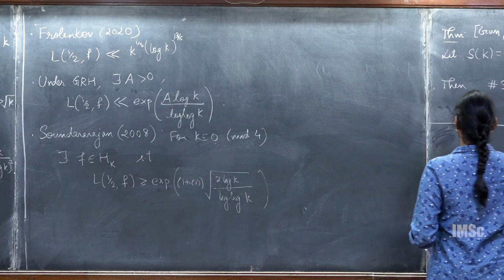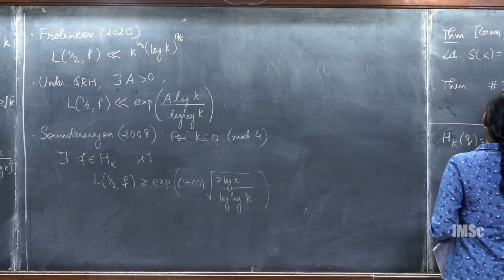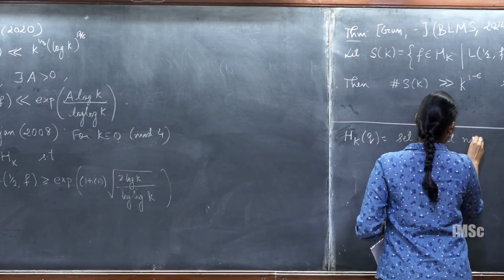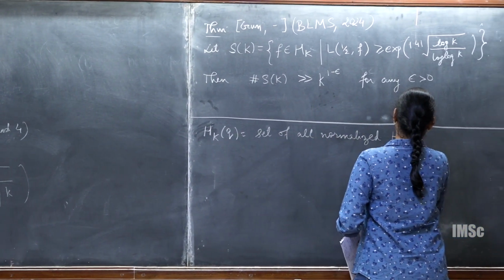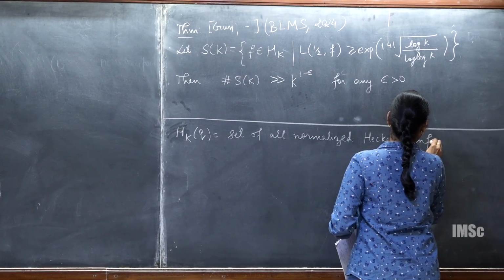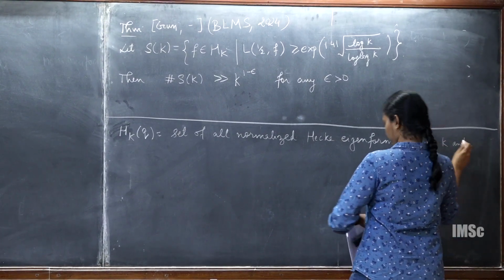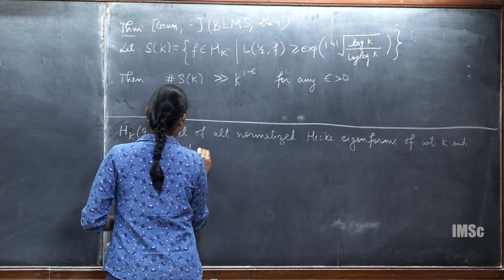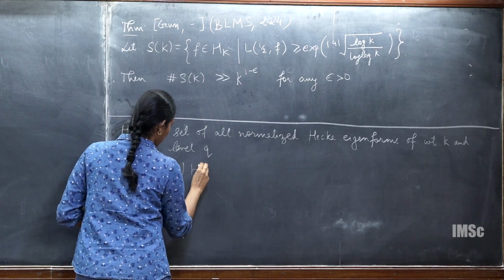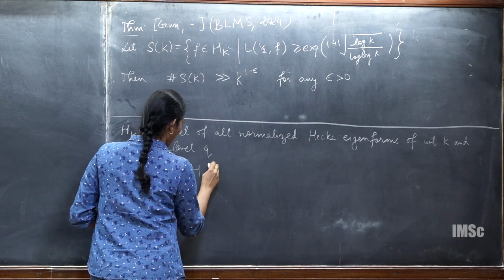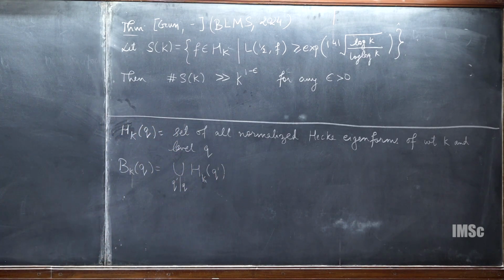So let me first fix some notations. Let H_k(q) be the set of all normalized Hecke eigenforms of weight k and level q. And let P_k(q) be the set of all normalized Hecke eigenforms of weight k and level dividing q.